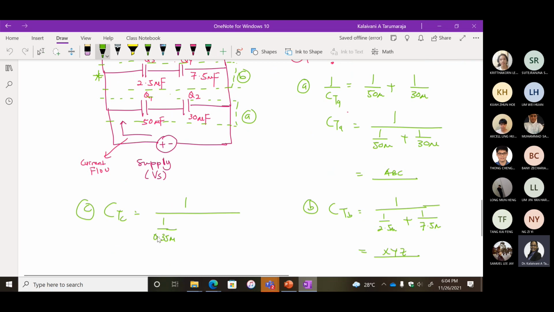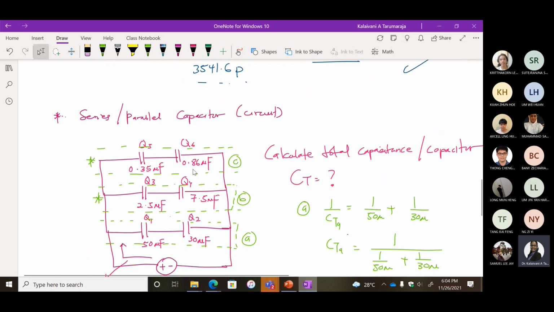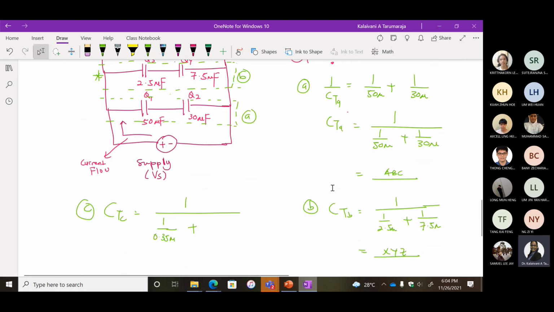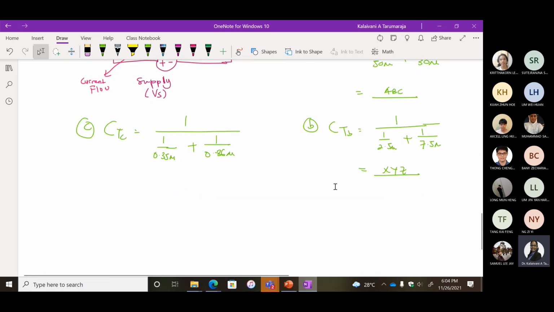So okay, you did 1 divided by 0.35 micro, plus the next one where you have 0.86 micro. So 1 divided by 0.86 micro. Don't forget your unit, so you will get an answer here. So maybe you get PQR. This is not a real answer, Miss just wrote it for you.